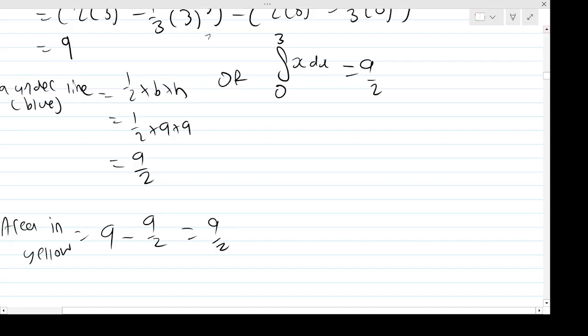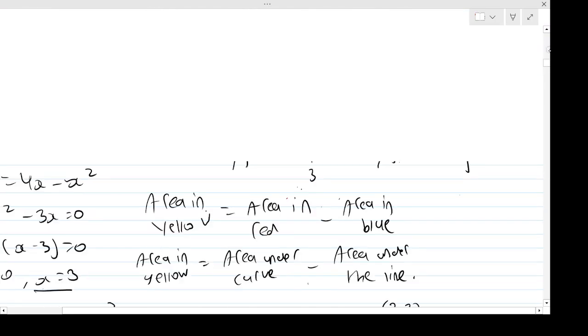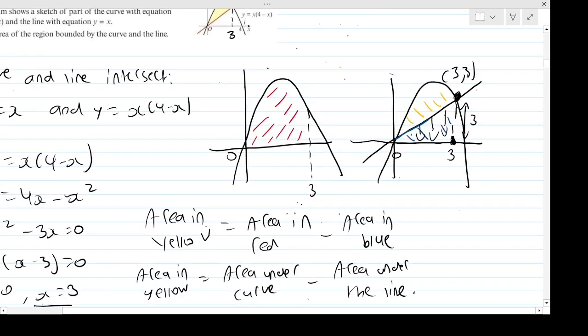Either or, again, you could take your pick. You could either consider the triangle that is formed, or you could just integrate the line. Either way, the area is 9 over 2. And that's the whole idea, right? The whole idea is to consider splitting up the area into areas under the curve, then areas under the line, and we can separate it to get the area that we want.